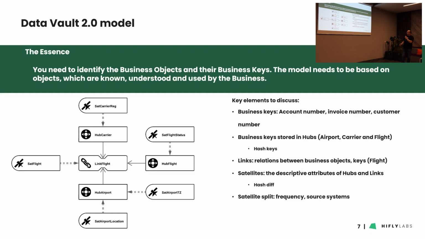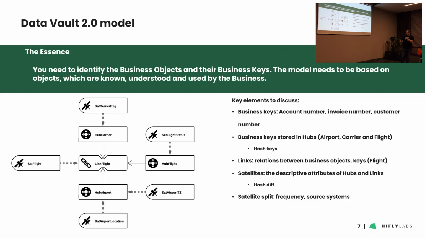The satellite tables are a collection of the descriptive attributes of whatever they are attached to. We use the hash key of the hub or the link to link it, and we also calculate a so-called hash diff. It's a methodology to help us identify, in a batching environment, for example, if the data that we receive today is different from the data that we received yesterday. And if it's different, then of course we do some loading, and if it's the same, then of course we avoid loading anything.